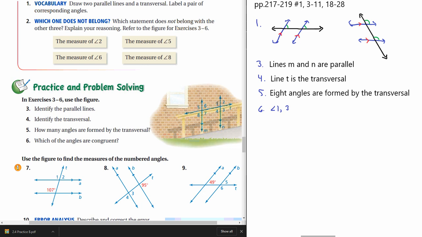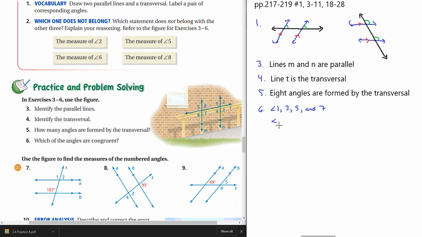But then, as I said before, 1 and 5 are congruent because they're corresponding. So I have to also put 5 in there. If 1 and 5 are the same and 1 and 3 are the same, then 3 and 5 are also the same. And then also, if 1 and 3 are the same, well, 3 and 7 are the same. They're congruent because they're also corresponding. So I need to also include a 7 in here. So all of those angles are congruent to each other. They all have the same angle measure. Whether they're vertical or corresponding, they have the same angle measure.